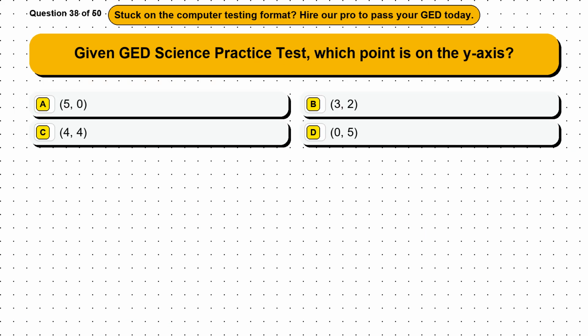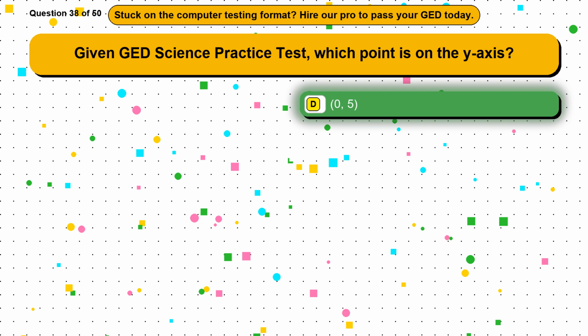Question 38. Given GED Science Practice Test, which point is on the y-axis? Option A, 5, 0. Option B, 3, 2. Option C, 4, 4. Option D, 0, 5. The correct answer is option D.